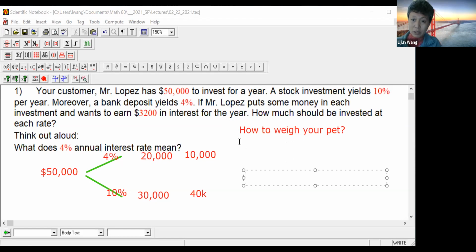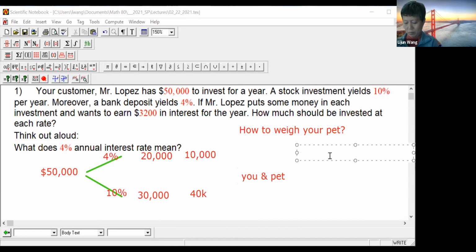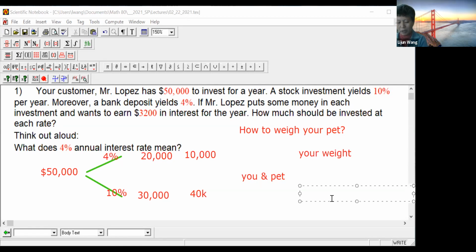A common strategy is actually you weigh you and your pet together, right? So you're going to hold your pet. You're first going to weigh you and the pet. And then you're going to weigh yourself. And then you try to figure out, how do you figure out the weight of the pet?